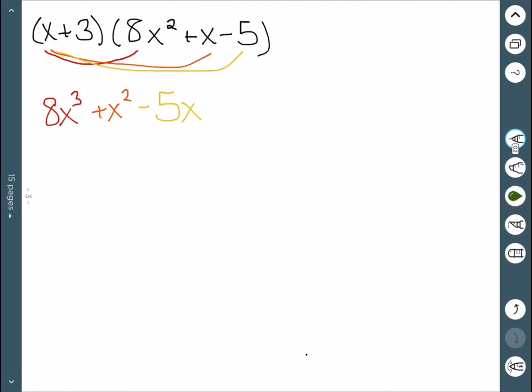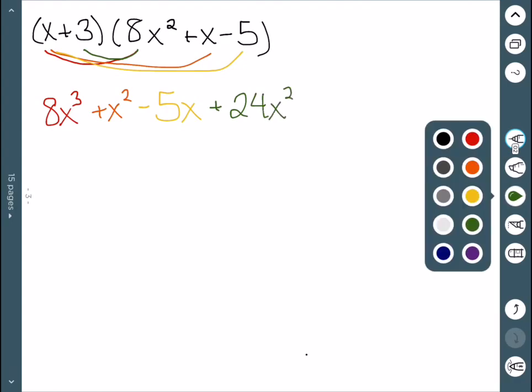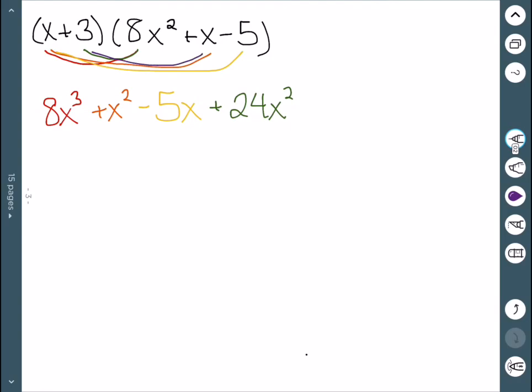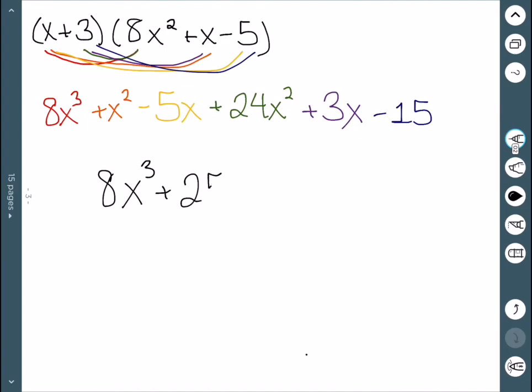So we'll move on to the 3. 3 times 8x squared is plus 24x squared. 3 times x is plus 3x. And then finally, 3 times negative 5 is negative 15. So from here we can just combine like terms. We have an 8x cubed, there's an x squared and a 24x squared, which gives us 25x squared. There's a negative 5x and a plus 3x, which gives us negative 2x, and then a minus 15.